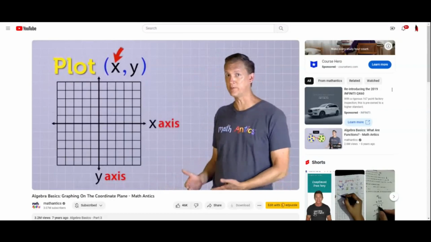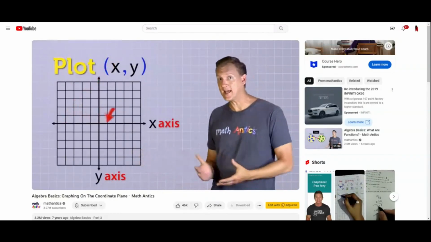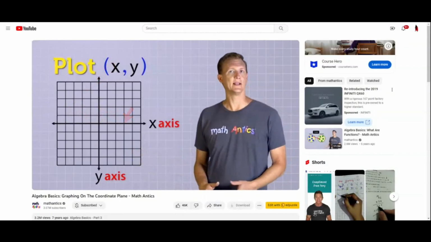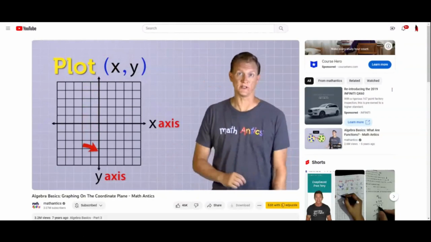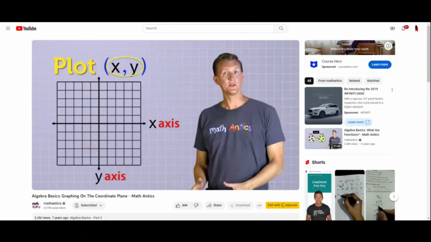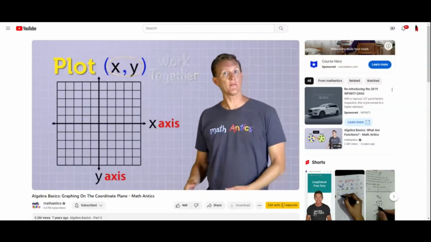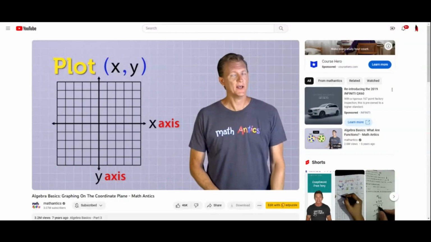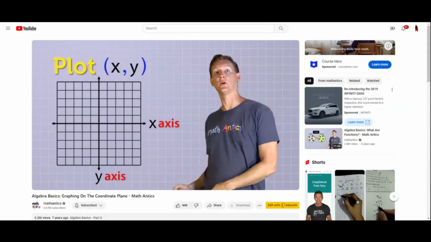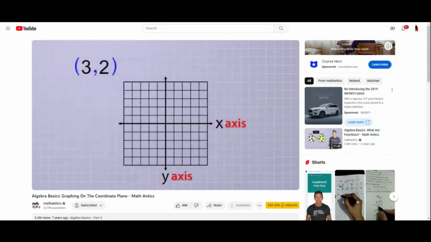Well, the first number in the ordered pair tells you where along the x-axis the point is located. And the second number in the ordered pair tells you where along the y-axis the point is located. The two numbers in an ordered pair work together to define a single point. And each one of the numbers only gives you half of the information about where that point is. To see how this works, let's plot the coordinates 3, 2.